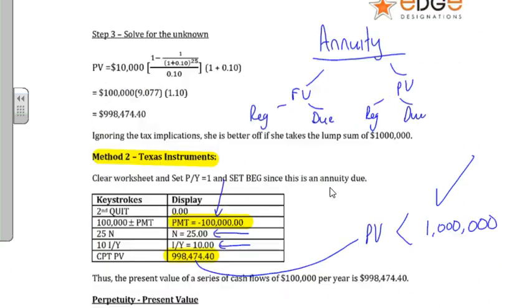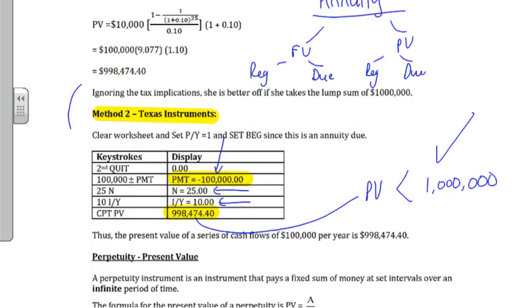Sorry, just a quick one over here. When we looked at this particular example, I think I neglected to mention it, that when we were over here, guys, don't forget to make sure that you've set it to begin mode. Okay, because remember, it is an annuity due, and the first payment that she will be receiving will be at the beginning of the period. Okay, and away we go.